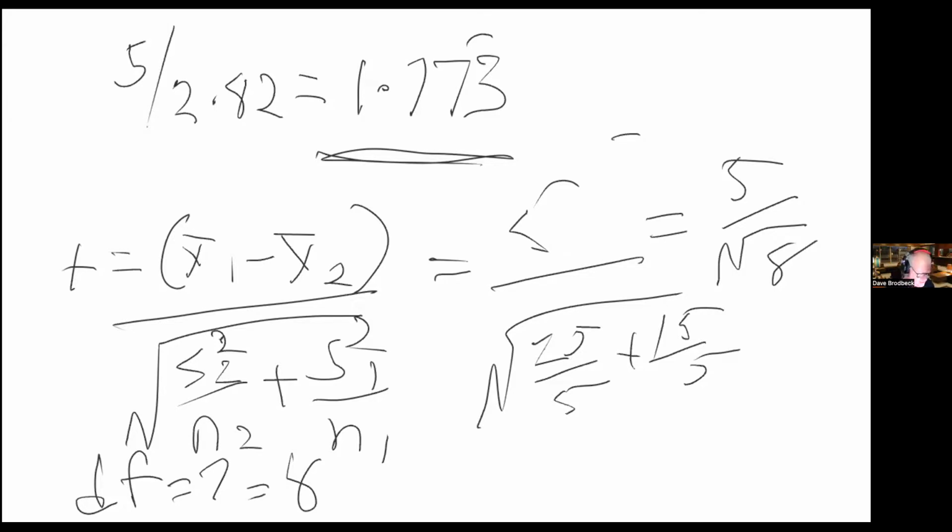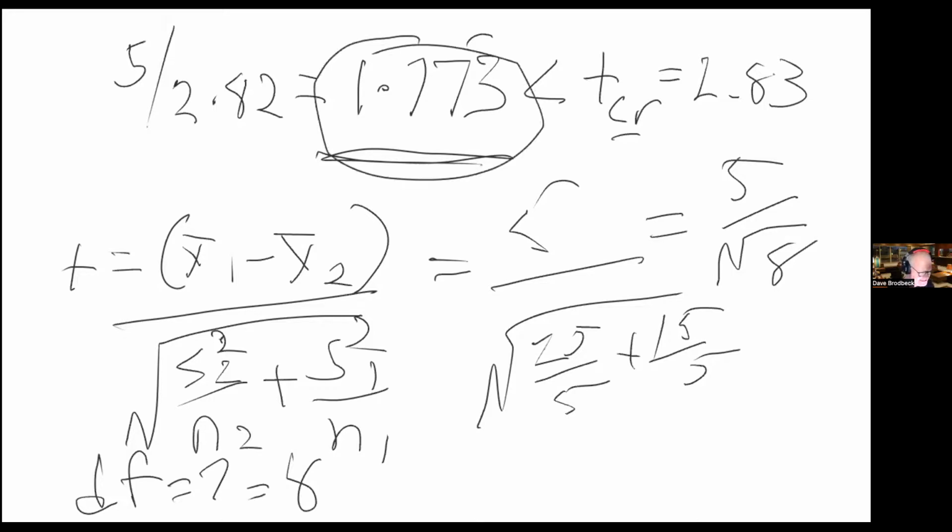Our obtained value is 1.73, which is actually less than the critical value, which was, what did I say, 2.83? So in this case, we would not reject H0. We don't reject because our obtained value is less than our critical value. So we say there's no effect, no difference between the groups, what have you. Okay, so that's basically how you go through that.